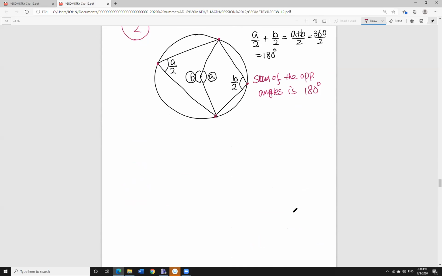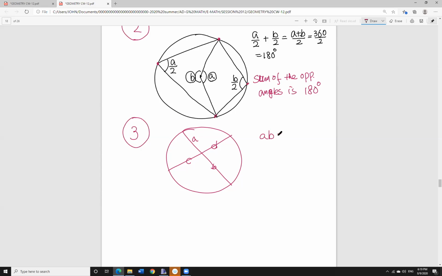Over here we have two intersecting lines. This is A, this is B, this is C, this is D. I told you A times B equals C times D, right? That's the rule. Why? I'm going to make two triangles. You can use these two points and the other two points, or you can make it this way. It doesn't matter.